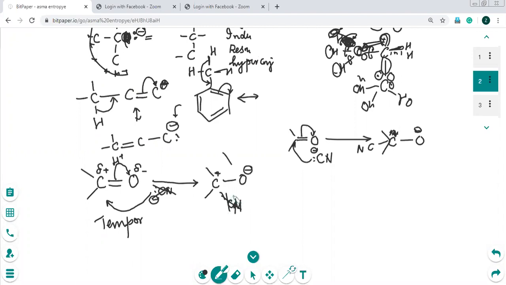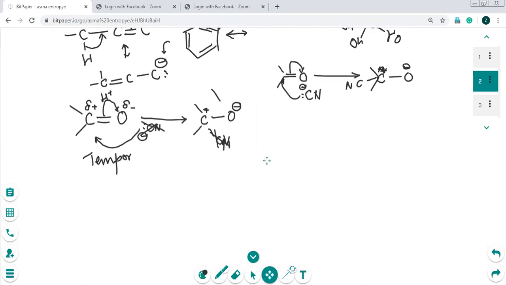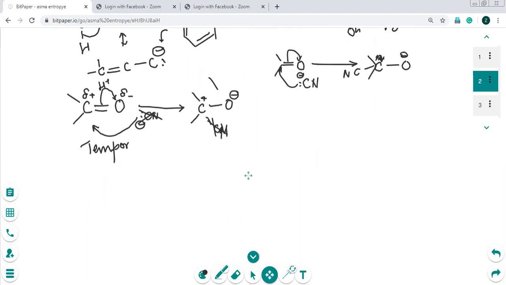We'll be using it on and off, on and off, on and off. As we start writing reaction mechanisms, we'll be using these electronic effects. This understanding is very important.